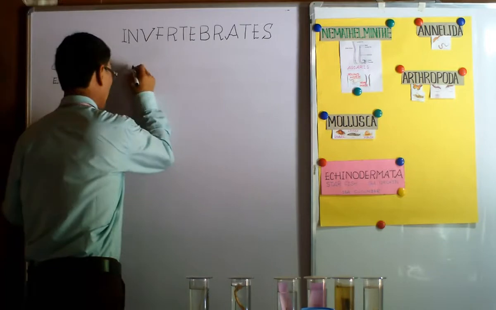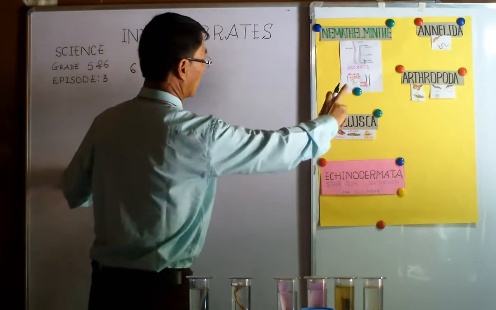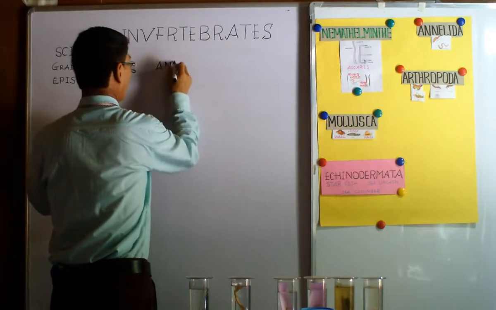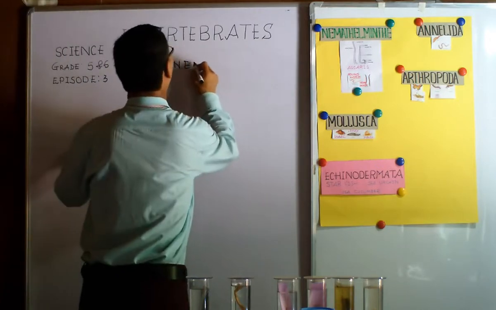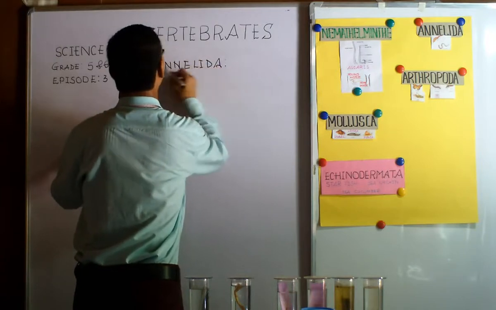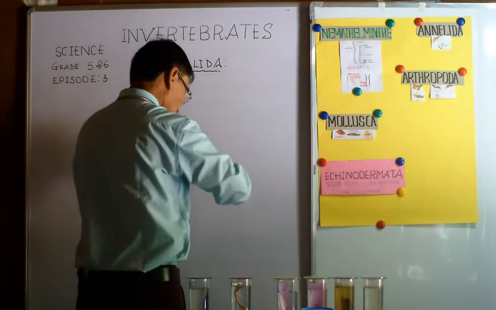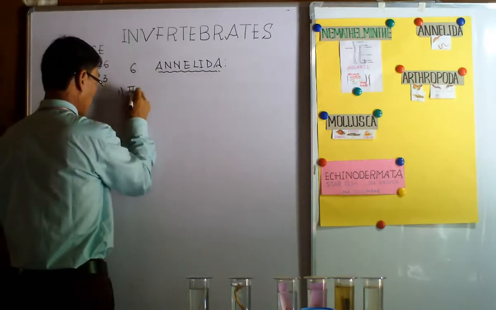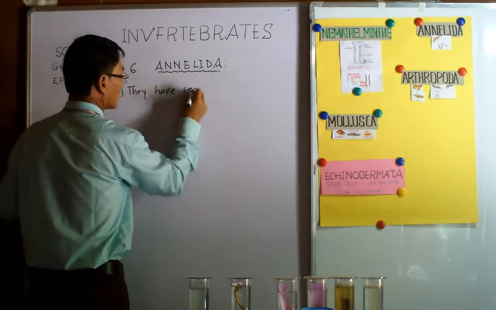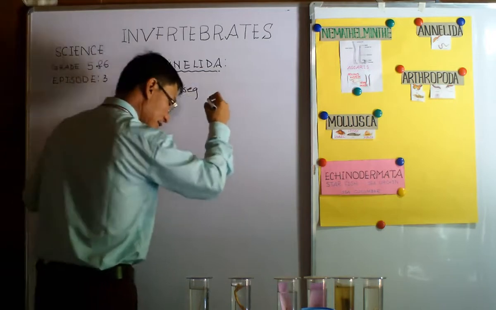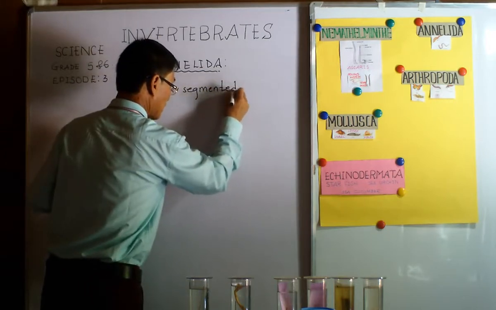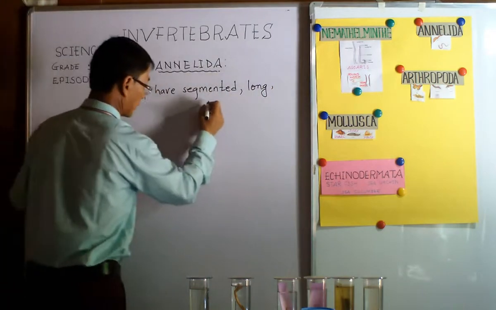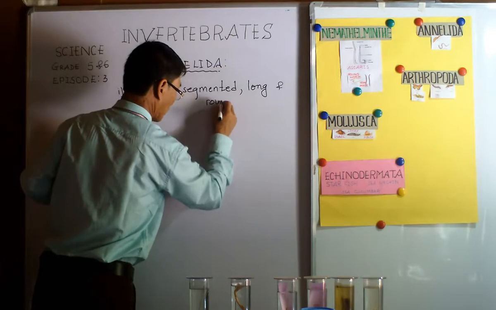Okay, 6 is, up there you can see, Arthropoda. Sorry, Annelida. Let's talk about Annelida. A-N-N-E-L-I-D-A. Annelida. So, now let's go and find out some of the examples of Annelida. They have, first one, they have segmented, long, you can say, and round body.